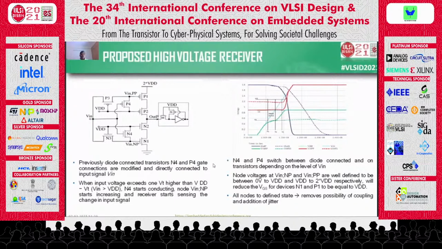All nodes are well defined and this removes any possibility of coupling so that there is no additional jitter added into the final receiver output. This also reduces the delay in the signal, as the receiver starts responding at T3 instead of waiting till T2.